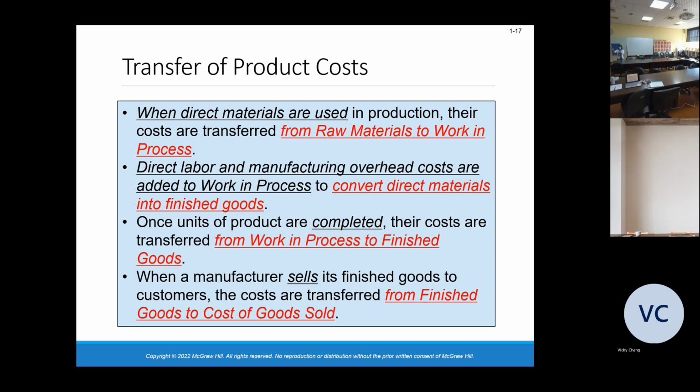Okay, so then can you transfer that into T accounts? Transfer the words into T accounts. So how many T accounts will you have? You will have raw material, work in process, and then finished goods, right? Finished goods, and what else? Cost of goods sold, COGS. And sales revenue. Yeah, sales revenue.